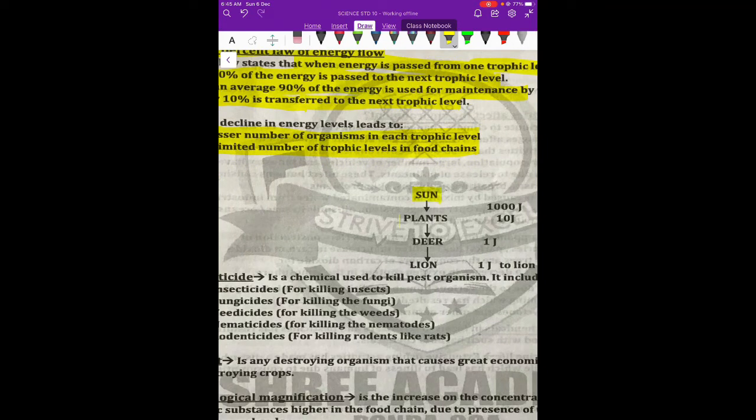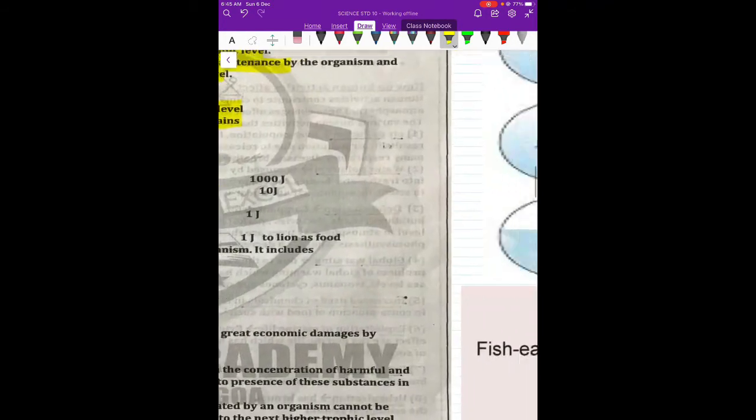So this is another simple example. Sun energy is converted into food energy by plants, then a deer, then a lion. So we will see this. So this is what happens.